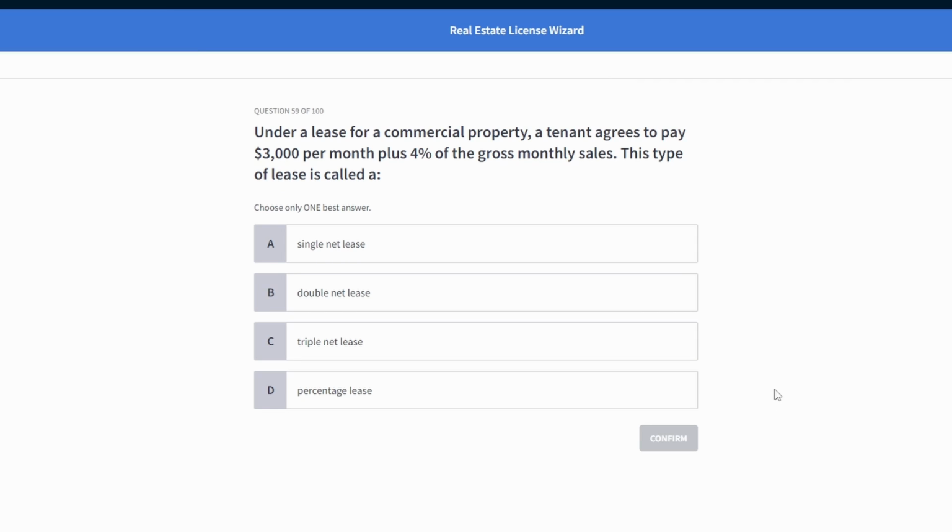All right, next one, 59. Under a lease for a commercial property, a tenant agrees to pay $3,000 per month plus $4,000 of the gross monthly sales. This type of lease is called: A, single net lease, B, double net lease, C, triple net lease, or D, a percentage lease. So take some time to think about that one and come up with your answer.